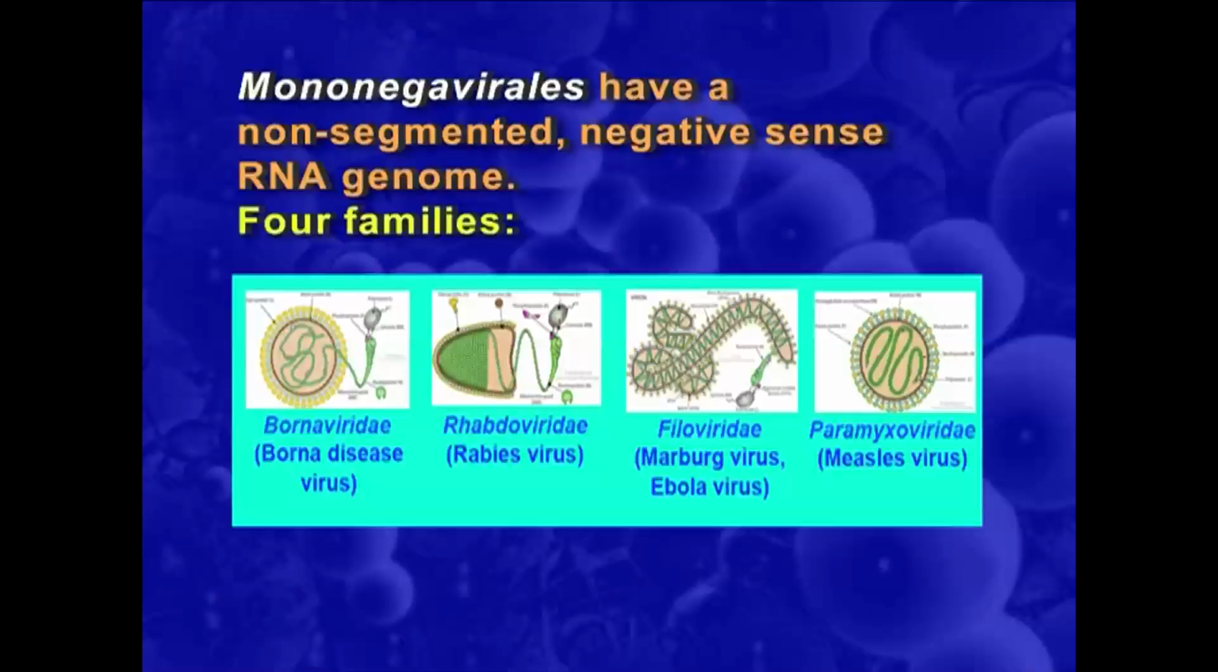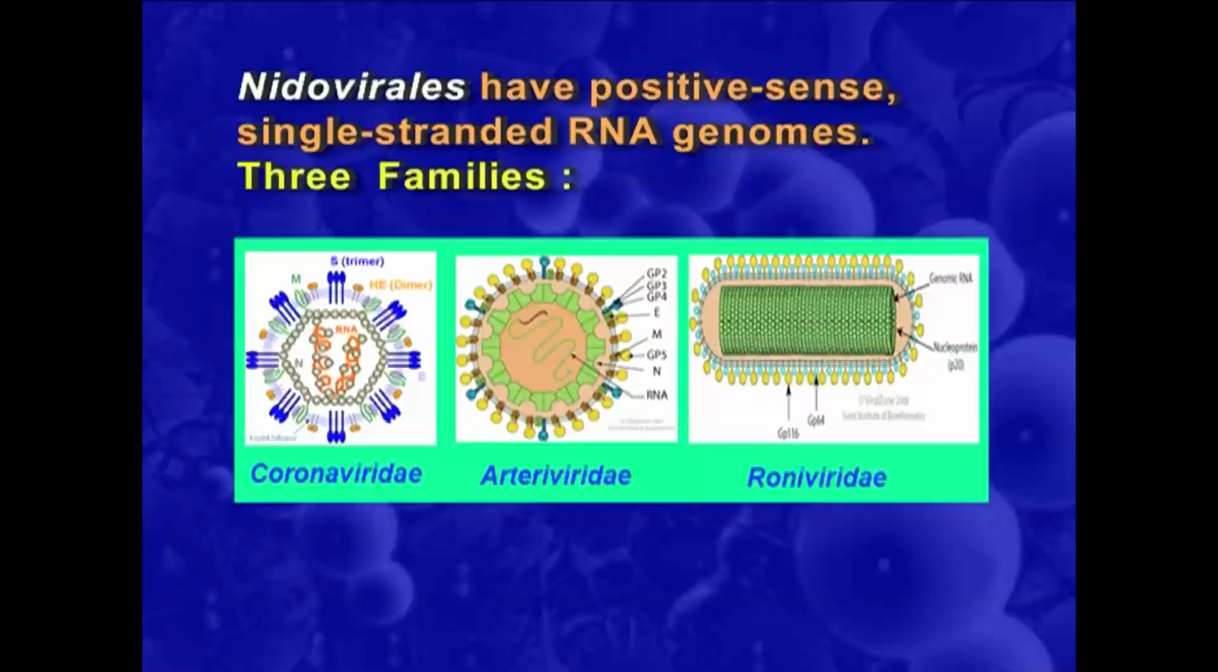Next, we come to Mononegavirales. Mononegavirales comprises non-segmented RNA viruses, which are of negative sense. It comprises 4 different families, namely Bornaviridae, Rhabdoviridae, Filoviridae and Paramyxoviridae. Next, we will be discussing the Nidovirales order. Nidovirales comprises 3 different families called Coronaviridae, Arteriviridae and Roniviridae. The special feature is it has positive sense single-stranded RNA genomes.